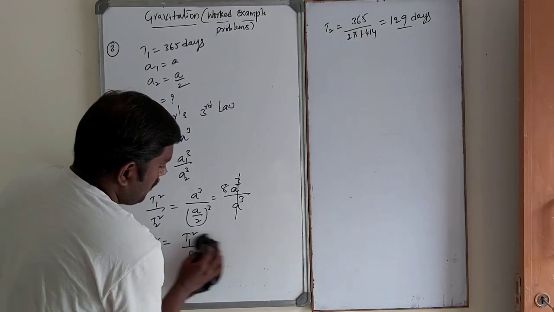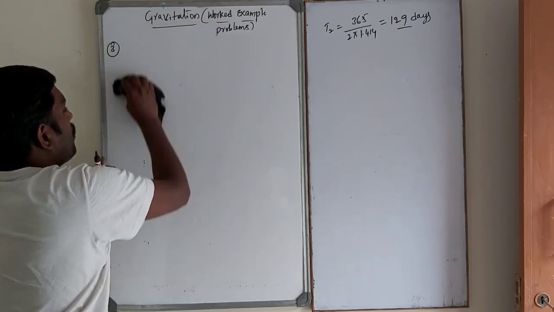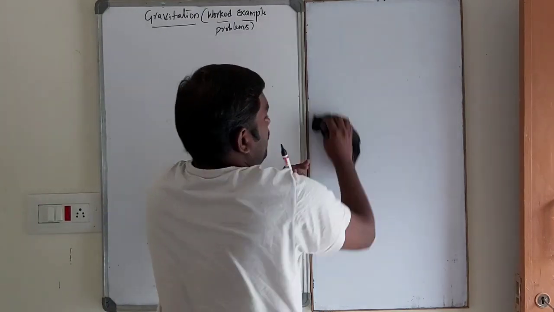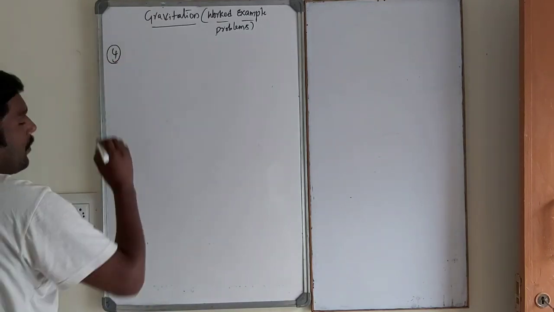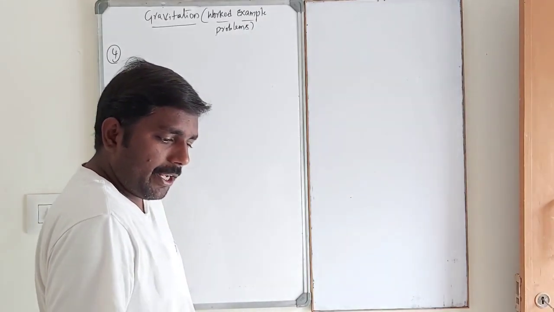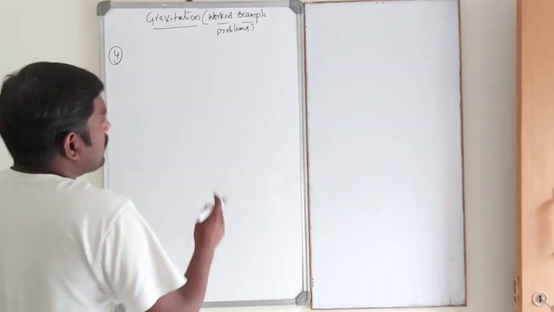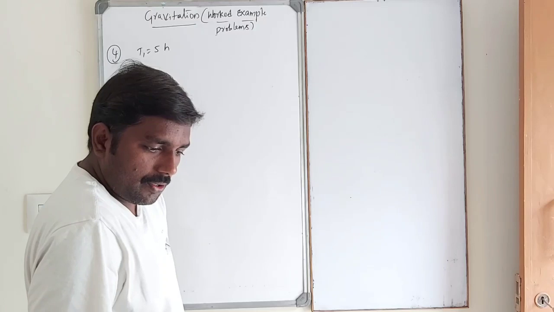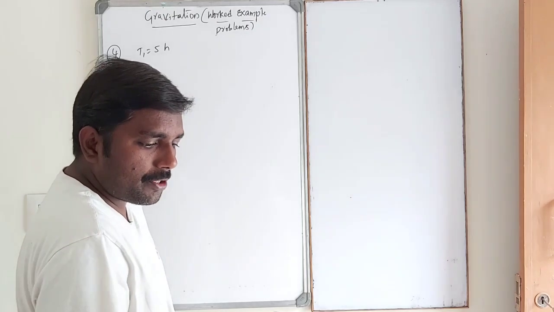That is problem number 4. The time period of a satellite of Earth is 5 hours. The time period is given, that is 5 hours. If the separation between the Earth and the satellite is increased to 4 times the present value.